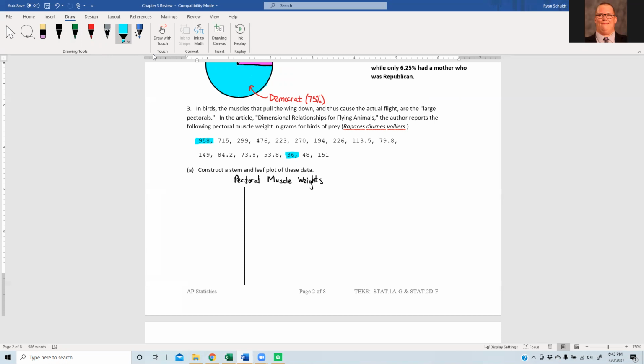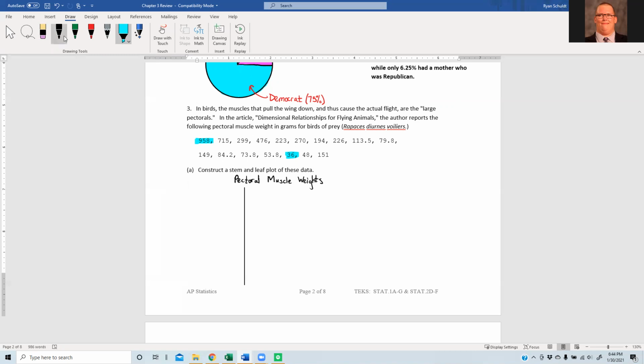Now I have to figure out, how do I want to break this up? How do I want to do the stems on here? Well, we have one that's almost 1,000, but we have one that's 36. So I don't want to use the tens place as a stem because I would have to go from 3 all the way to 95. So that wouldn't be smart. What we could do is use the hundreds place.